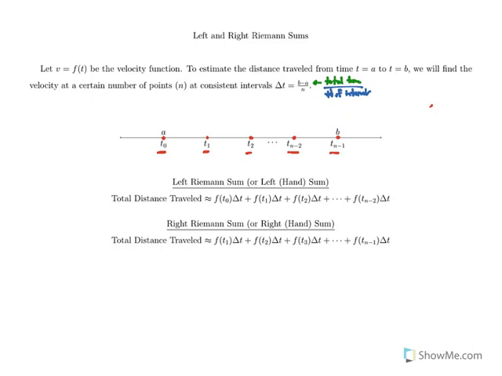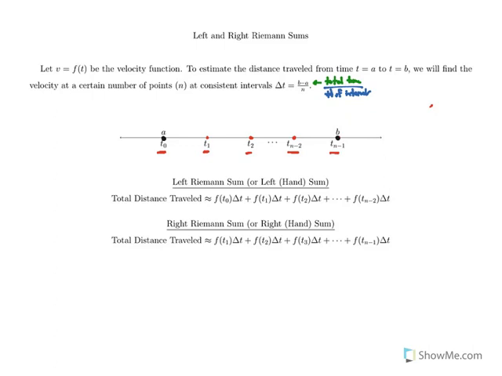You need one more point for one less interval. We'll see it in an example. We're going to label from t sub 0 to t sub n minus 1. A is the exact same thing as our first value. B is the same thing as our last value.